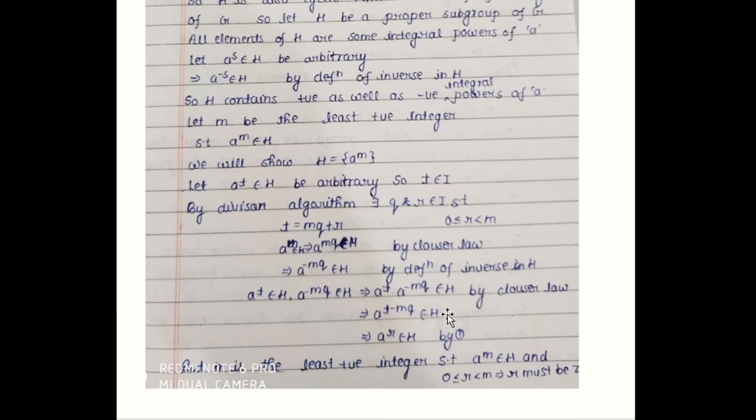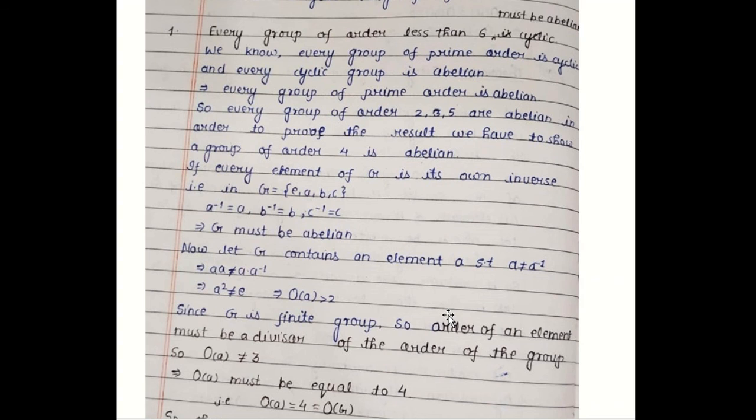Now, depending upon this theorem, we have a very important result which says that every group of order less than 6 must be abelian. We know every group of prime order is cyclic. Today we have proved it. So every cyclic group is abelian. So every group of prime order is abelian. So every group of order 2, 3 and 5 is abelian.